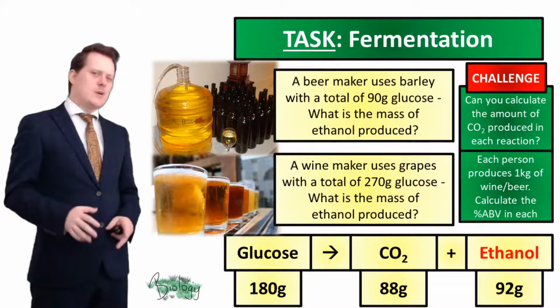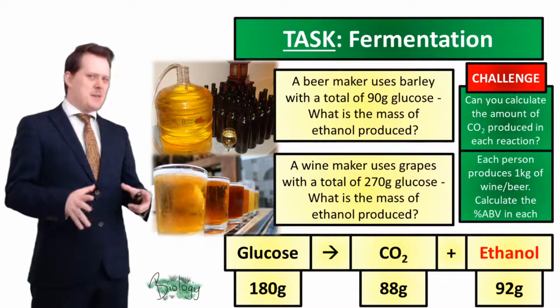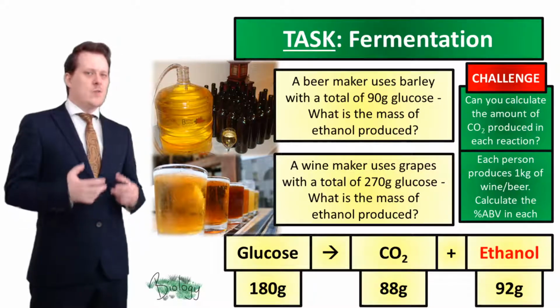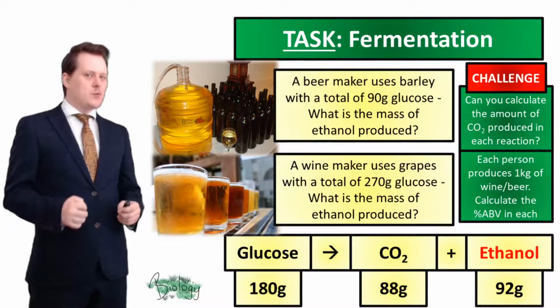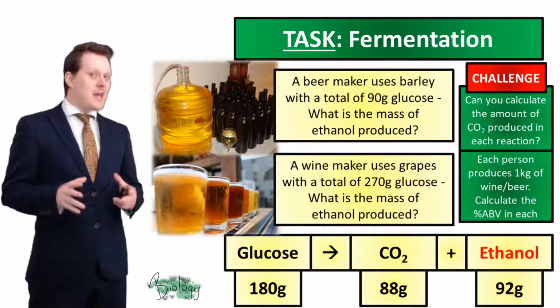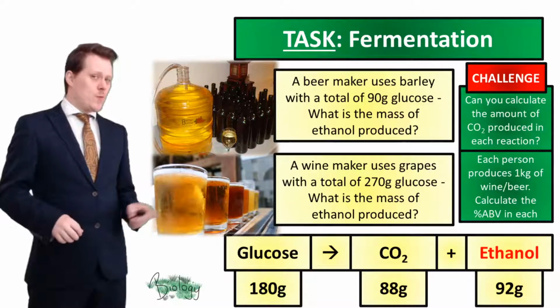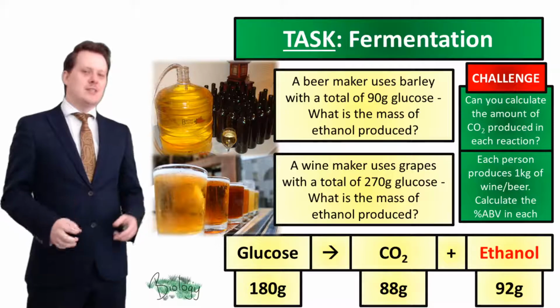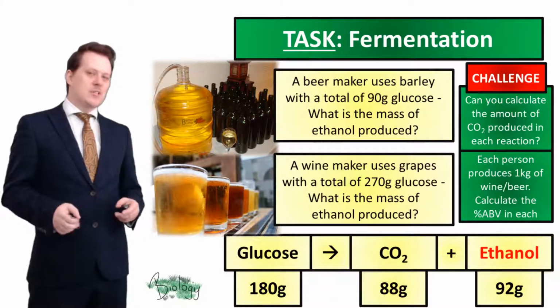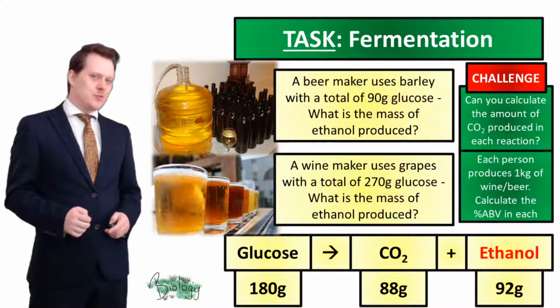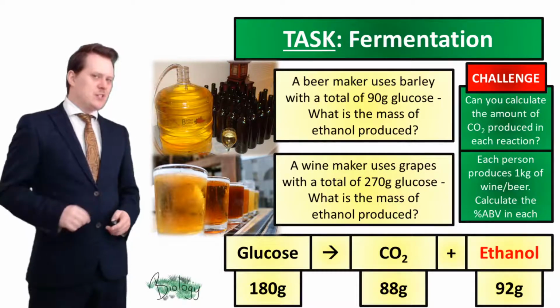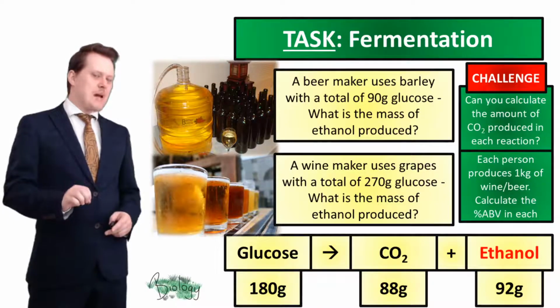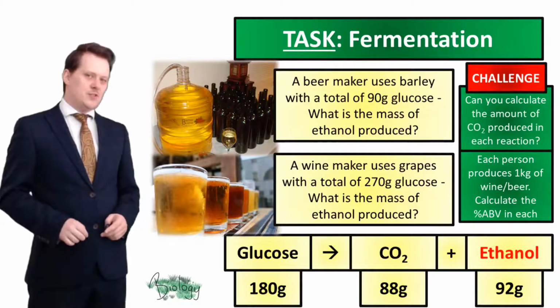Now, with that in mind, we're going to have a go at this task. A beer maker uses barley with a total of 90 grams of glucose. What is the mass of the ethanol produced? Also, we have a winemaker which uses grapes with a total of 270 grams of glucose. What is the mass of ethanol they will produce? And if you really want a challenge, can you calculate the amount of carbon dioxide produced in each reaction?